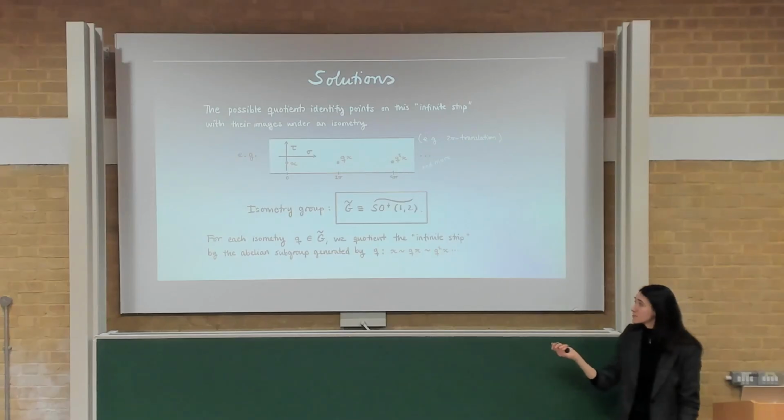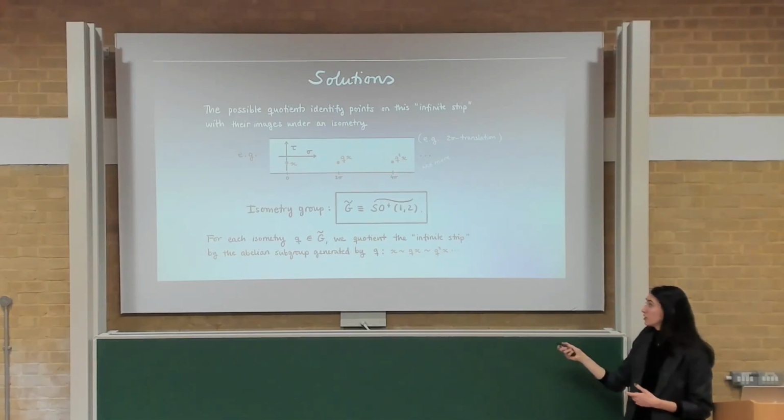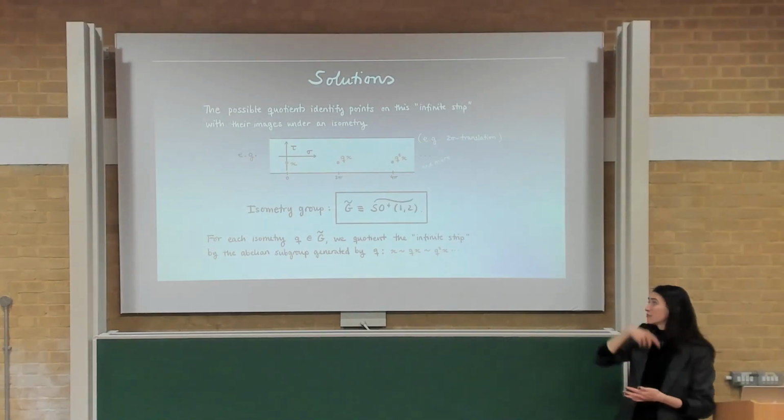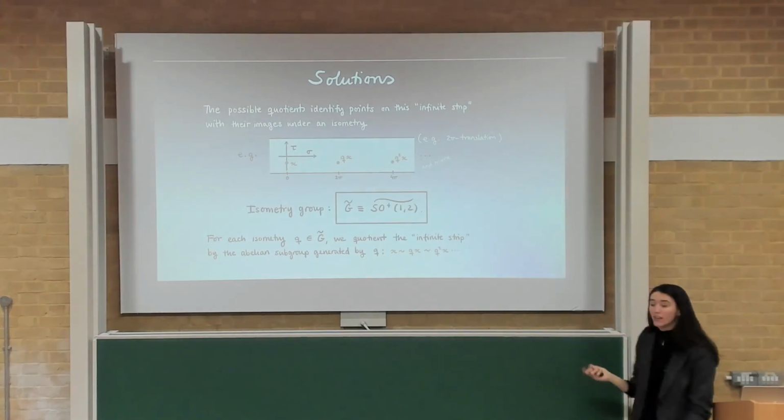And as I said, just to be clear, what formally we're doing is quotienting the infinite strip by the abelian subgroup generated by each element in the isometry group. Because the abelian subgroup contains all the powers of some isometry Q, we're identifying X with Q acting on X, with Q inverse acting on X, etc. Any questions so far?